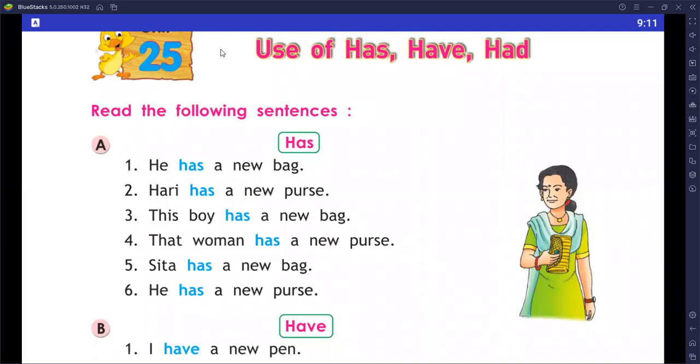I hope you all enjoyed your video. Now it's time to read the chapter. Chapter number 25, use of has, have, had. Read the following sentence. Will we use had, have, or has? We use has with singular subject.